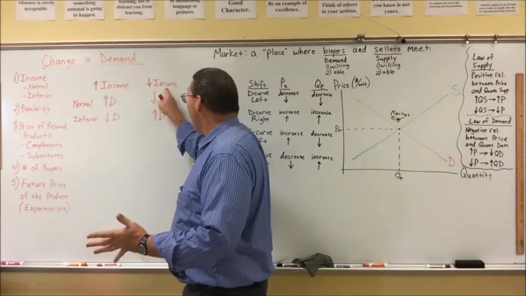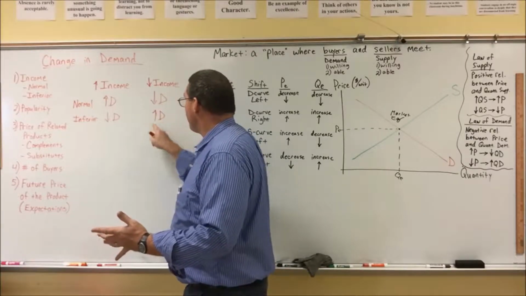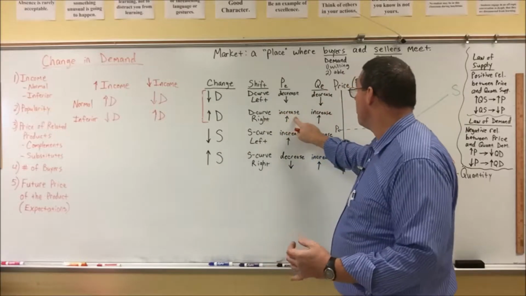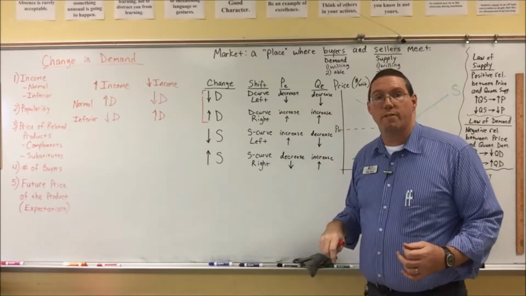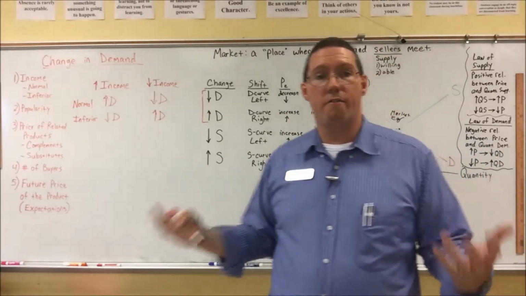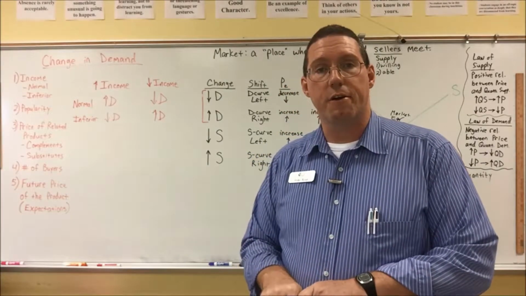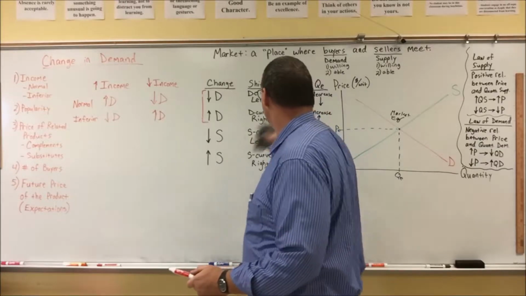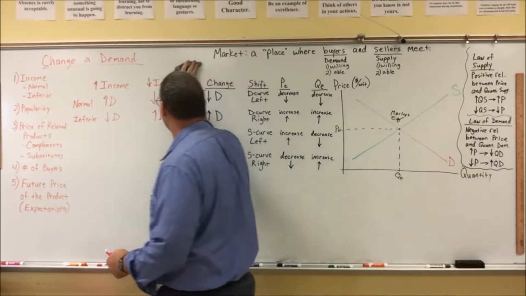When income goes down, the demand for an inferior good goes up, and so we have an increase in the price and an increase in the quantity produced and sold of the inferior good. Okay, so that's how income affects the demand curve for different kinds of goods.